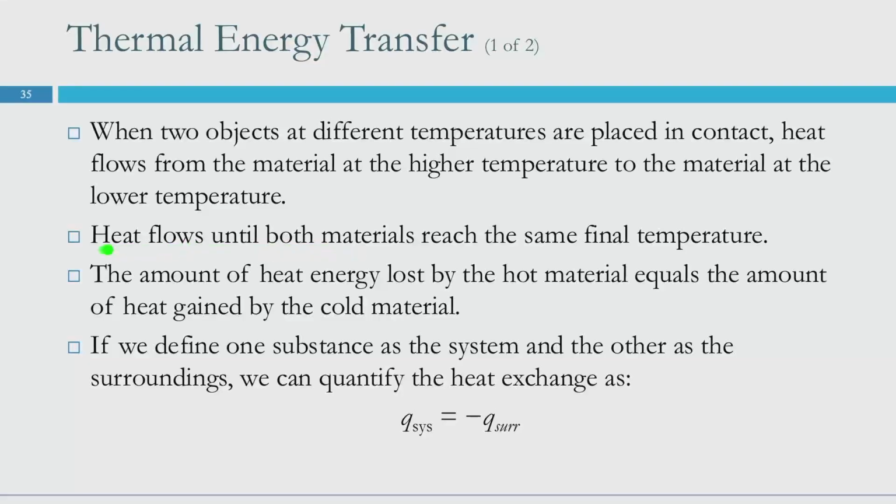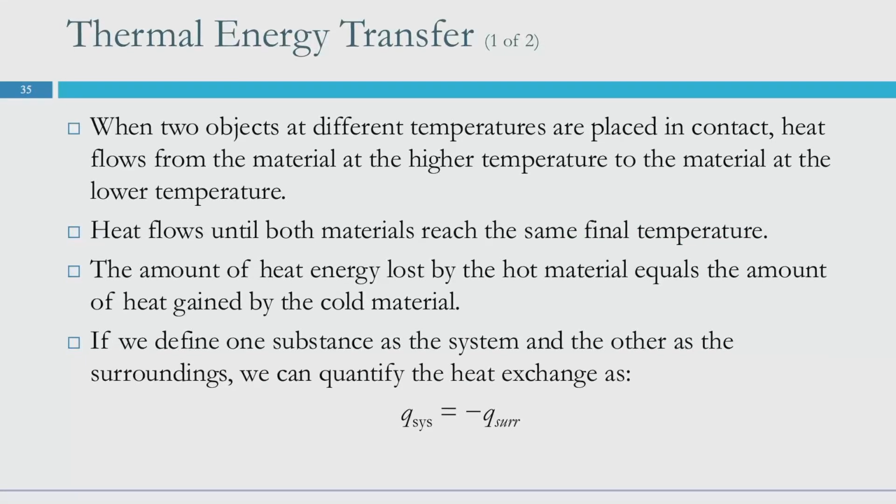Heat or energy is going to flow, thermal energy will flow until they reach the same final temperature, and then no more energy is going to flow because they're at the same temperature. They have the same thermal energy. The amount of heat energy lost by the hot material is going to equal the amount of heat gained by the cold material. We're assuming that we've got a perfect transfer of heat. This is normally not the case, but we can get pretty close in some circumstances. So all of the heat energy is going from the hot thing to the cold thing.